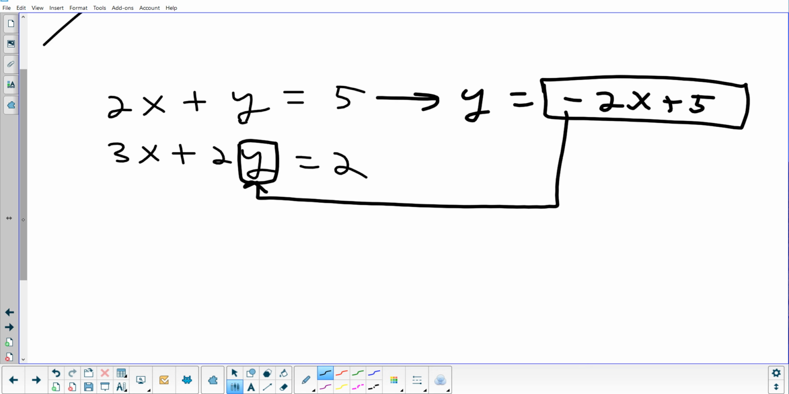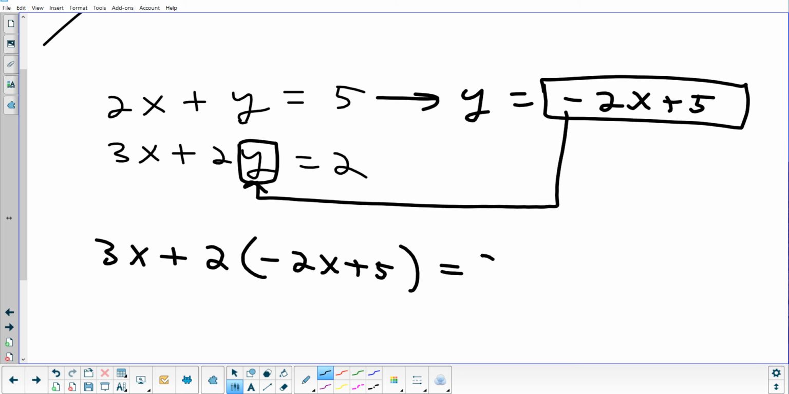Yep. Okay, so we've got 3x plus, now be careful because there's a number in front of that y. You need to do it like this. Why did I put parentheses? What property is coming up here? Yep. The distributive property. If you don't put it in parentheses, it's not right. You have to distribute this out and now solve it.